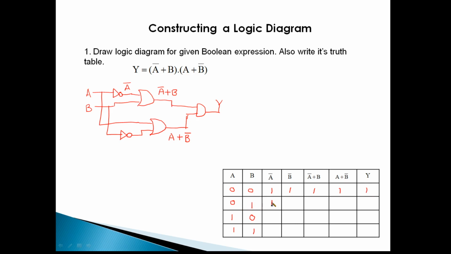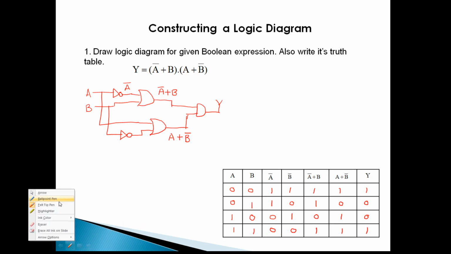Next A is 0, so A bar 1, B is 1, so B bar 0. A bar plus B, 1 plus 1, 1. A plus B bar, A 0, B bar 0, so 0 plus 0, 0, and product of these two is 0. Next, A bar will be 0, B bar will be 1, A bar plus B, 0 plus 0 will be 0, then A plus B bar, 1 plus 1, 1, and product of these two will be 0. Next, A bar will be 0, B bar 0, then A bar plus B 1, A plus B bar 1, and product of these two 1. In this way, we have constructed the truth table for given logic equation.